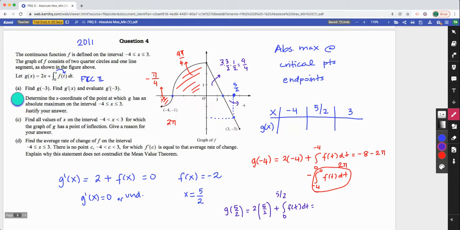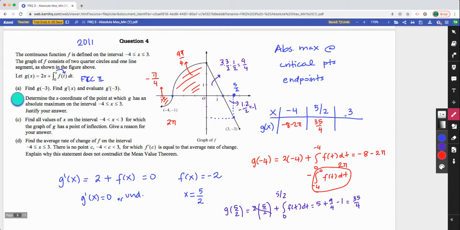And then right here, you have 1 times 2 divided by 2 is 1, but which is a negative 1 under the curve. So that'll be just 5 plus 9 over 4 minus 1, which will give you 35 over 4. Okay? Let's go ahead and write them down here. We have negative 8, negative 2 pi. We have 35 over 4.